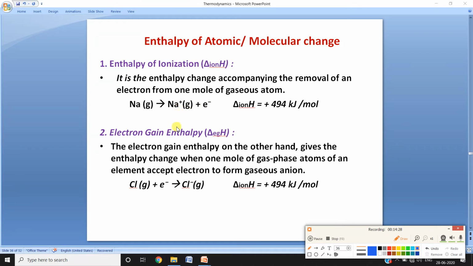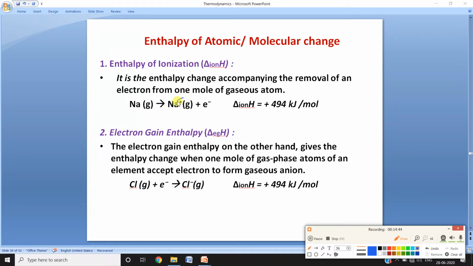Now the second concept, electron gain enthalpy. In the above example, we have studied formation of cations, which carry a positive charge, and how a cation forms.